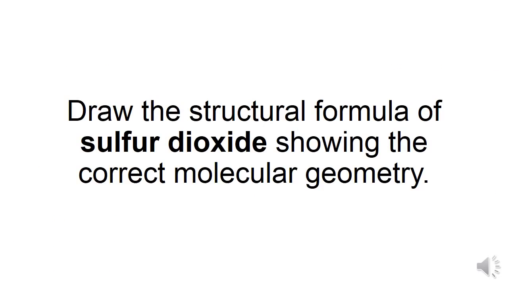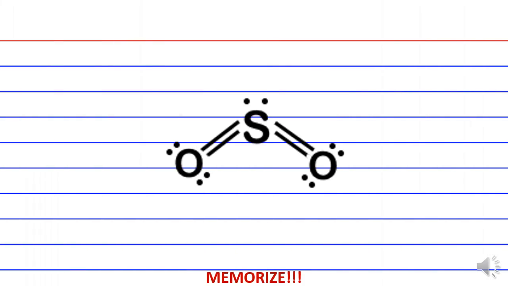Draw the structural formula. So what's the structure of sulfur dioxide showing the correct molecular geometry? So what is it? Okay, so here we have it. This is the structural formula for sulfur dioxide. Notice it's bent because there's an electron cloud right here. So this is something you need to memorize. Just take it all in for a moment.